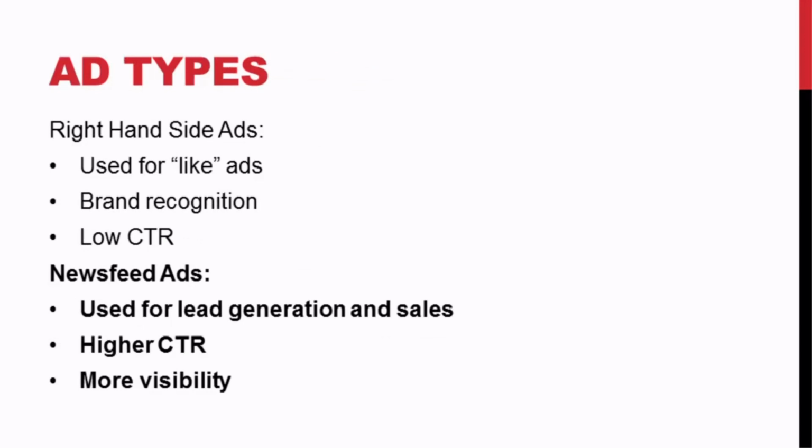Also, there are two types of placement for your ads. You have right-hand side ads and newsfeed ads. Right-hand side ads are usually better for the like type ads when you're trying to build your fan pages up. If you're just trying to get some name recognition and you want people to see your face or your brand name, that's kind of ideal for that. Not too effective when you're trying to build an email list or make sales.